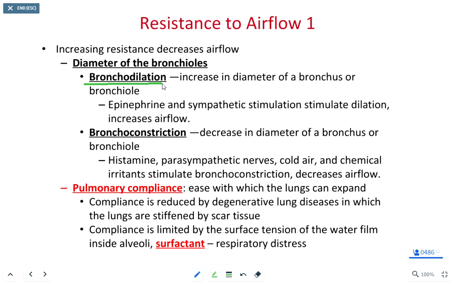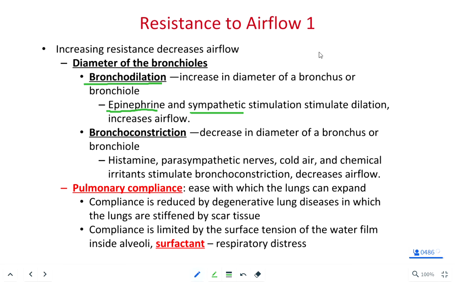Bronchodilation is associated with increased airflow, and we want that increased airflow typically in situations that are stressful or that involve activation of the sympathetic nervous system. So we find that epinephrine or sympathetic activation in general is going to cause bronchodilation. It's going to help us to get ready for a fight or flight response.